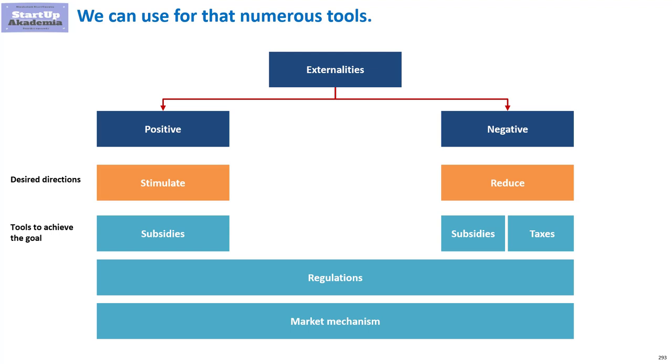To sum up, externalities can be positive or negative. We want to stimulate the positive ones and reduce the negative ones. To do that, we will use a range of tools such as taxes, regulations, subsidies, and creating artificial markets.